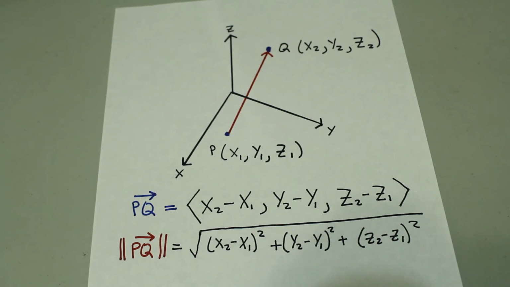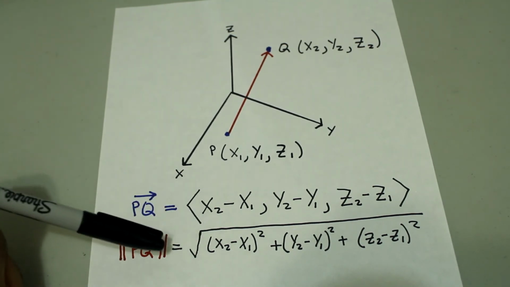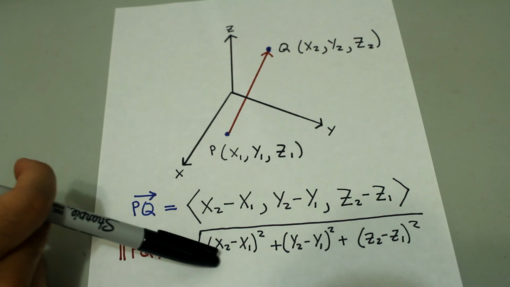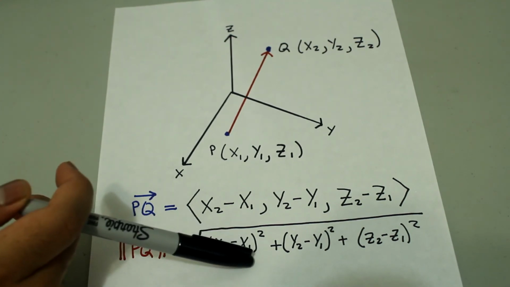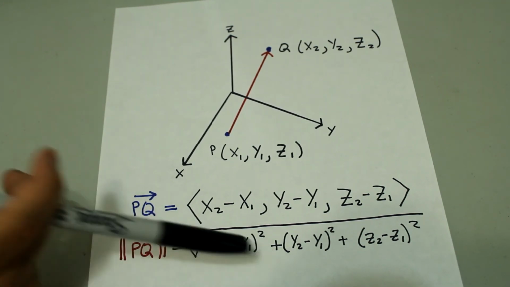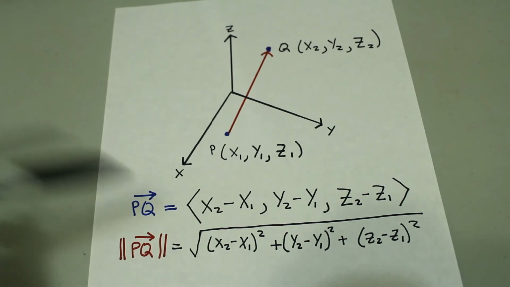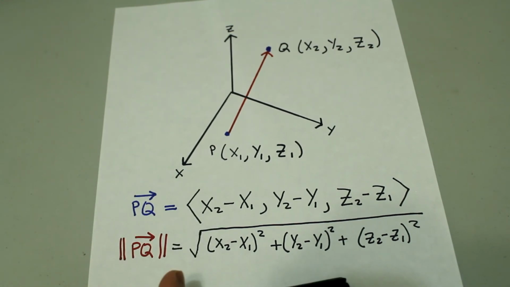Similarly, when we're looking for the magnitude, we're considering the distance formula for points in space. We have the square root of x2 minus x1 squared plus y2 minus y1 squared, just like in 2D, but this time we're also adding z2 minus z1 squared. So it's quite similar to 2D.